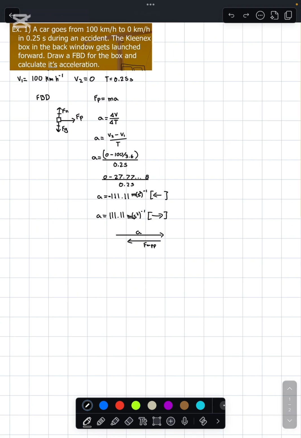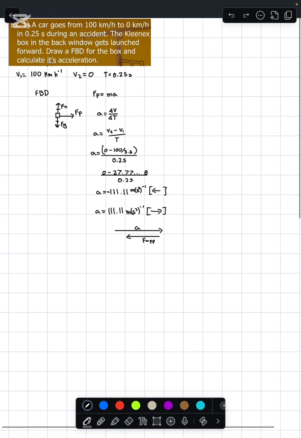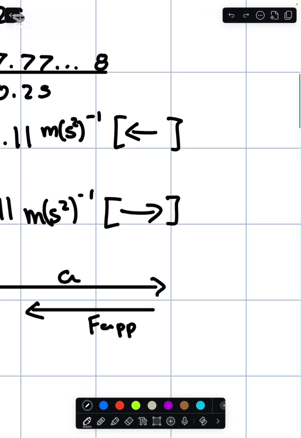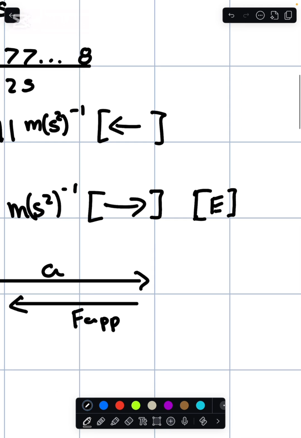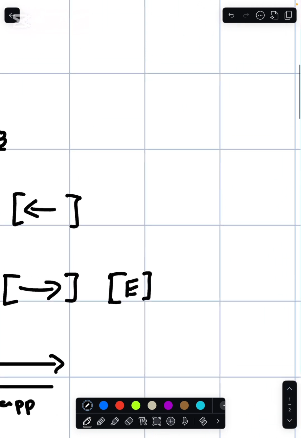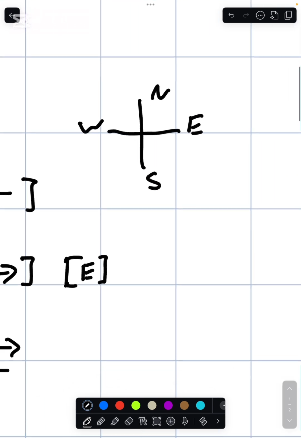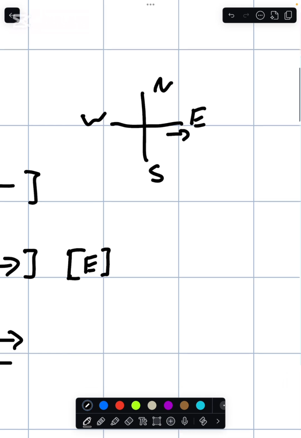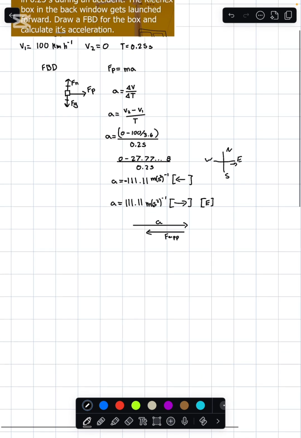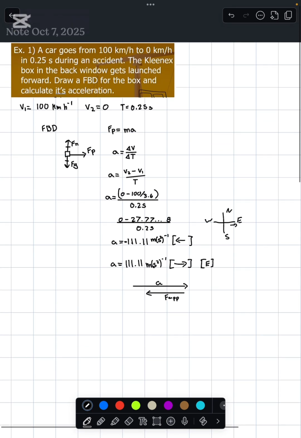We have our answer, our acceleration at 111.11 meters per second squared going right. We can either write it like this, or we can write it as east, because it's the exact same thing. North, east, south, west, we can tell that this is the way it's going, therefore it's going to go east. All right, now to question 2.